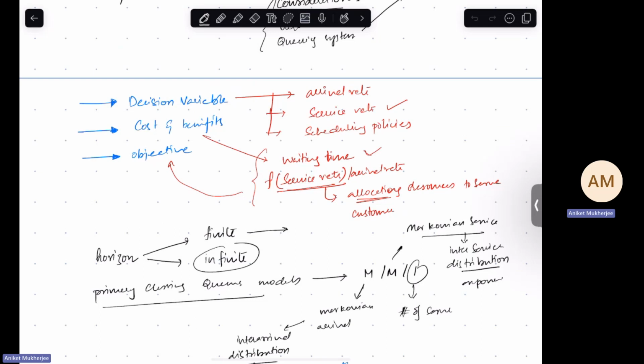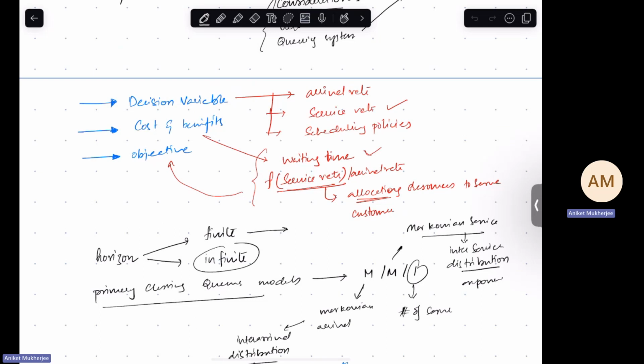Next is the cost and benefits. Each requirement that you need to meet of the queuing system could be formulated as a cost function. And now based on all the cost functions you have, you formulate an objective to either minimize or maximize the cost or reward. So you minimize the cost that you incur or you maximize the reward that you incur, right?